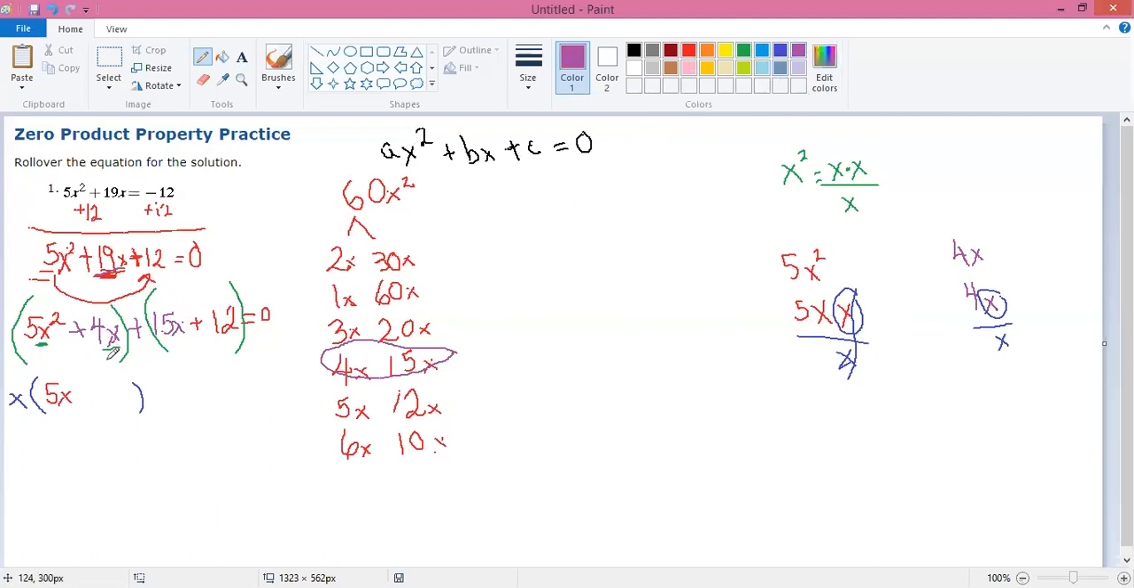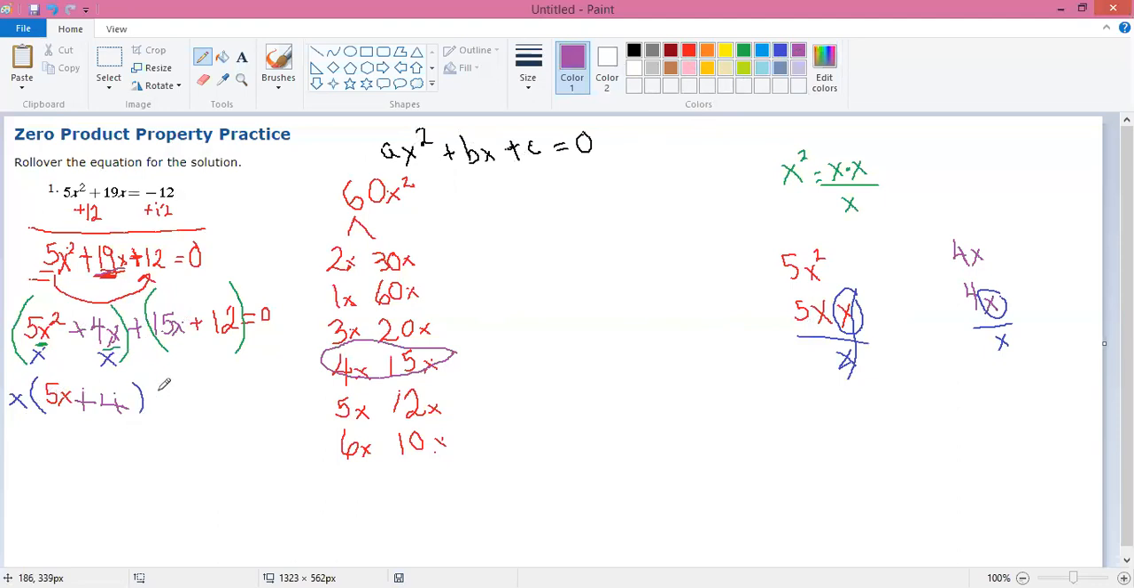And then I'm also going to divide an x. So I'm going to divide an x from the 5x squared because they have that in common. I'm going to divide an x from the 4x because they have that in common. So I'm going to have x outside the parentheses. Then I'm going to open a parentheses. I'm going to put 5x plus 4. Then I'm going to close the parentheses.